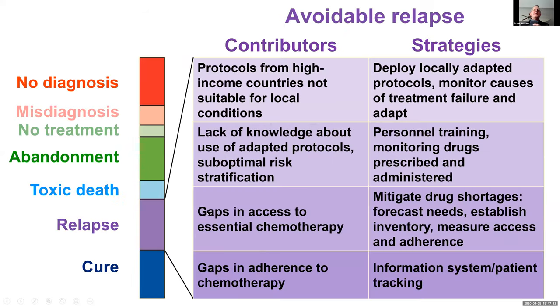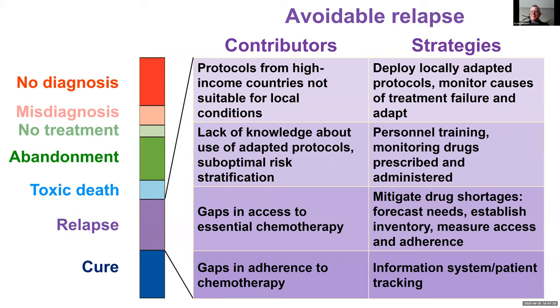And relapse here, gaps in access to essential chemotherapy or gaps in adherence to chemotherapy. If the patient refuses to come for their vincristine pulse during maintenance because they're afraid to come out of the house, then that's a gap in adherence. Or if we tell the patient, hey, come back in 3 months, we don't want to risk it, then that's a gap in adherence caused by us.